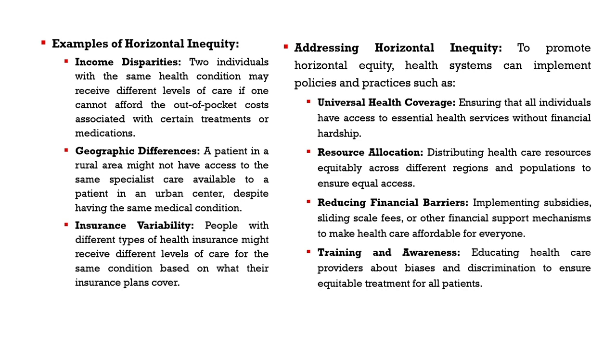Similarly, it could be because of insurance variability, where people with different types of health insurance might receive different levels of care for the same condition based on what their insurance plans cover. And this can also be estimated in the context of people who have access to social health insurance versus people who have access to private health insurance. And whether, although they have similar ability to pay or with similar income levels, if they have access to both of these, then how that shows up on horizontal inequity.